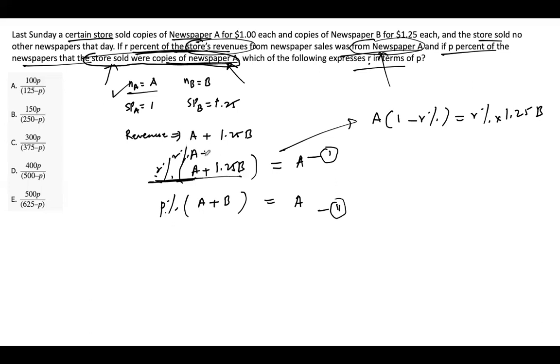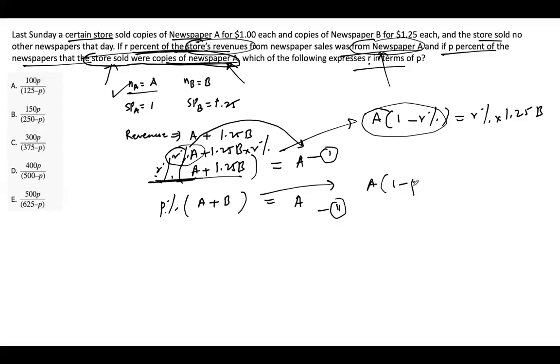R percent of A plus 1.25 B into R percent. Then I took this on the right hand side. So this will come: A minus R percent of A. I'm taking A common, 1 minus R percent. Similarly, this is A times 1 minus P%, which is equal to P% of B.